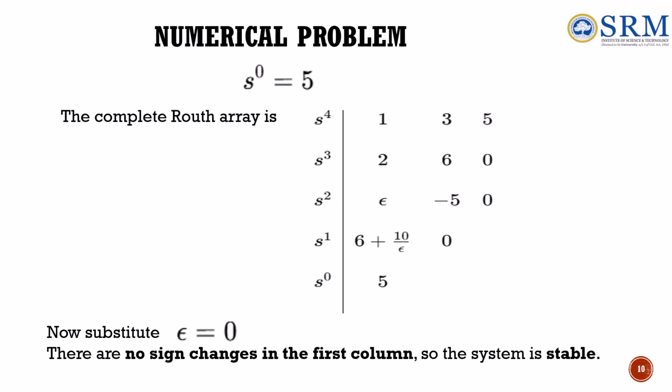Now let's substitute epsilon equal to 0, or consider epsilon a very small positive number. We can see that there are no sign changes in the first column of the Routh array. So we can say the system is stable. Thank you.